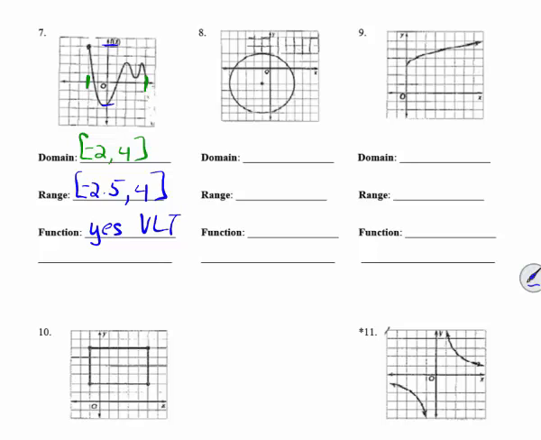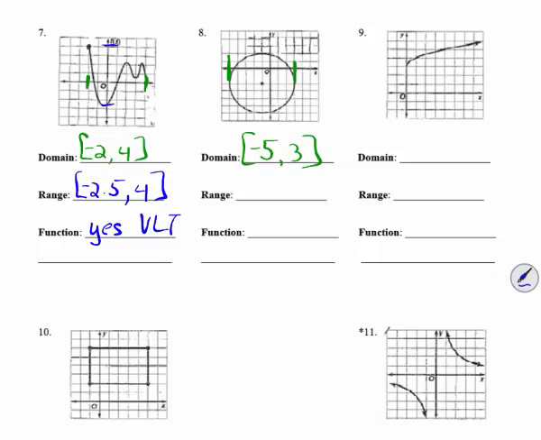All right, domain for this one. So I have to go furthest to the left, furthest to the right. So furthest to the left is over here. Furthest to the right is over here. So that's negative 1, 2, 3, 4, 5. And positive 1, 2, 3.